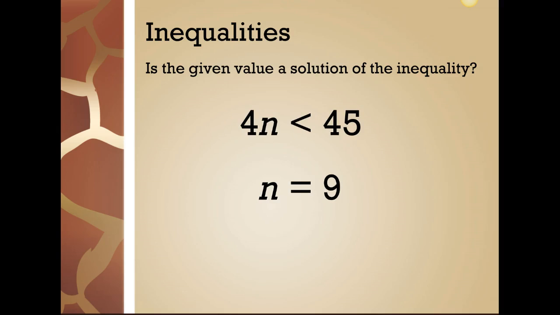In this example, we'll plug 9 in place of the 4. 9 times 4 is 36. This leaves us with the statement that 36 is less than 45. This is true, so 9 is a solution of the inequality.